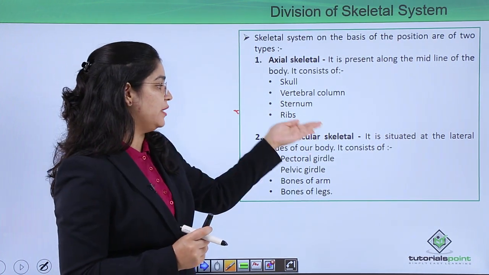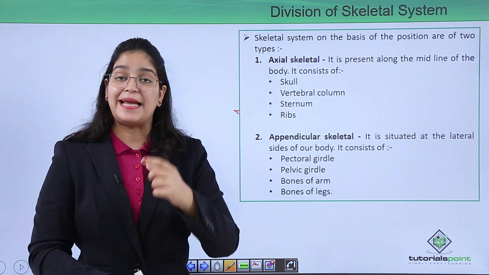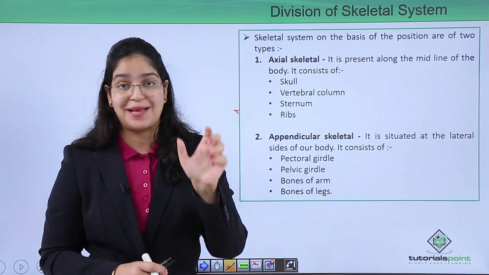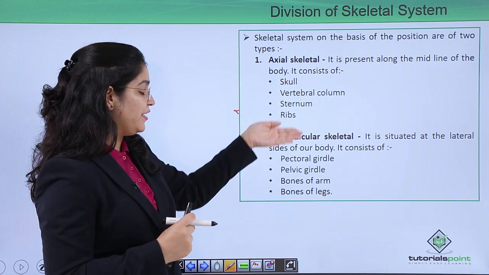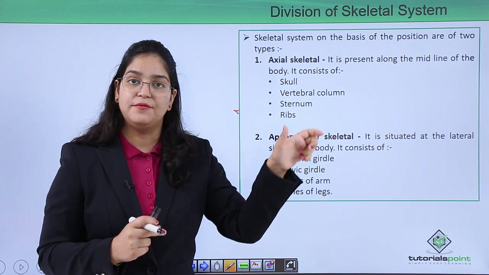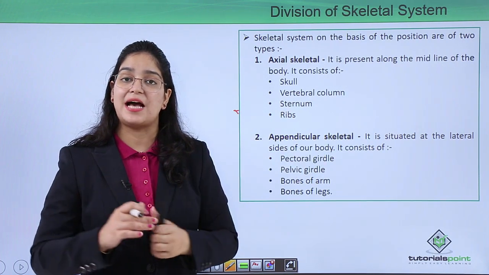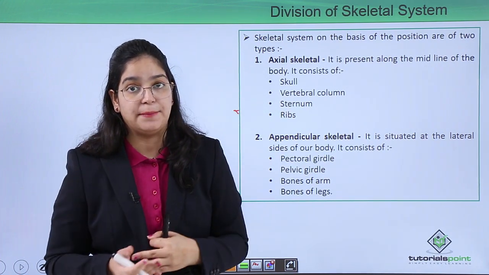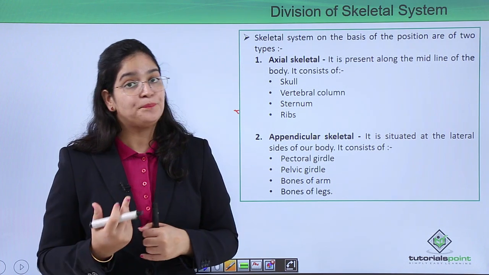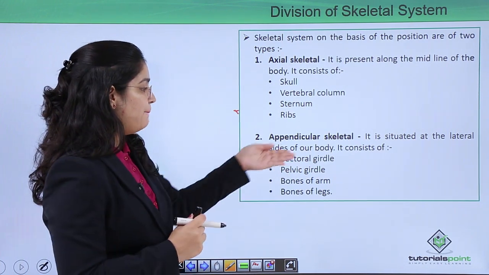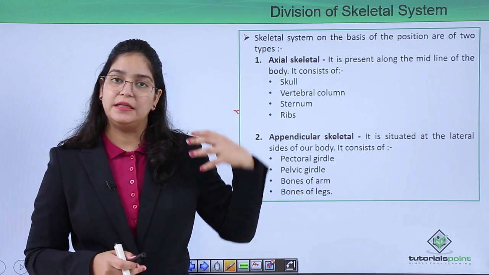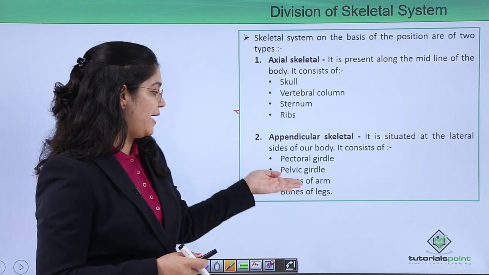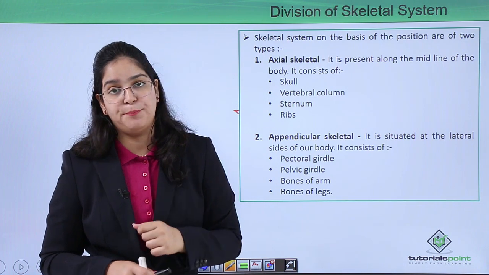In the appendicular skeleton, we mainly connect it with the appendages. Appendages means the limbs. So we can remember appendicular with appendages. All the appendages are the forelimb and the hind limb, the arms and the legs, and with them the pectoral girdle and the pelvic girdle. The pectoral girdle is the shoulder portion, and the pelvic girdle is with the thigh and the hip bone.